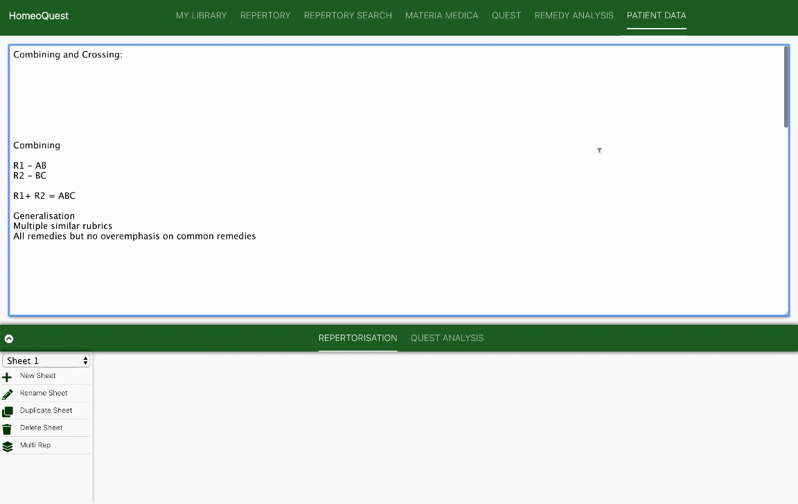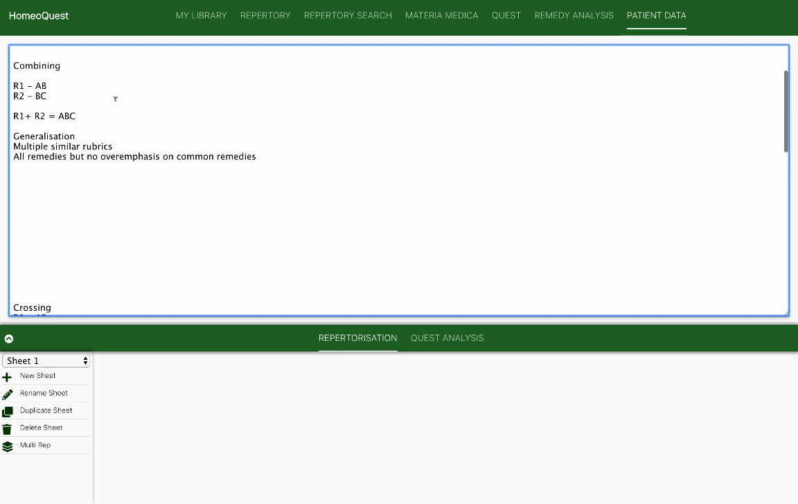We'll start with combining. Combining is a process where you put two or more rubrics together and combine them to form a new, large, expanded rubric. All the remedies in that rubric are combined and considered for your repertorization process. Say you have a rubric R1 with remedies A and B, and a rubric R2 with remedies B and C. When you combine them, you get R1 plus R2, which is A, B, and C, which means all the remedies are combined and the common remedies are taken just once, which is B in this case.